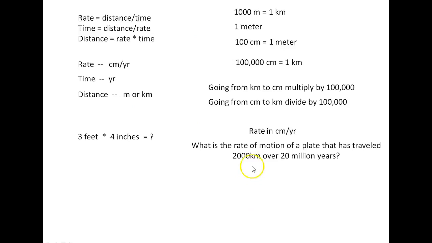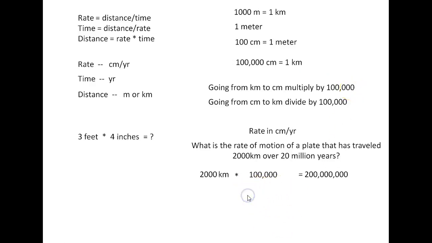Now, when we look at the math, we can see it's pretty easy, right? It's 2,000 times 100,000. Why times 100,000? Well, I'm in kilometers. I want to go to centimeters. If I'm going kilometers to centimeters, it tells me to multiply by 100,000. And that's what I've done.